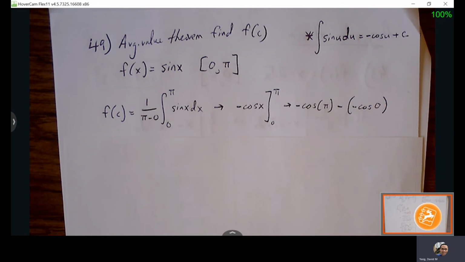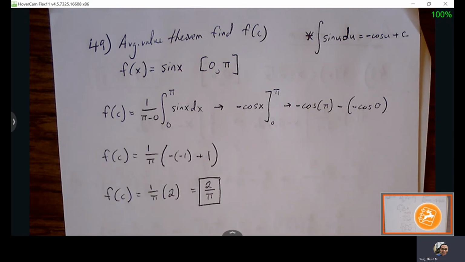What's cosine of 0? 1. Okay. So this will end up giving us 2. And then don't forget there's that width component. Hopefully we feel a little bit more comfortable with these two processes, average value theorem and second fundamental theorem.